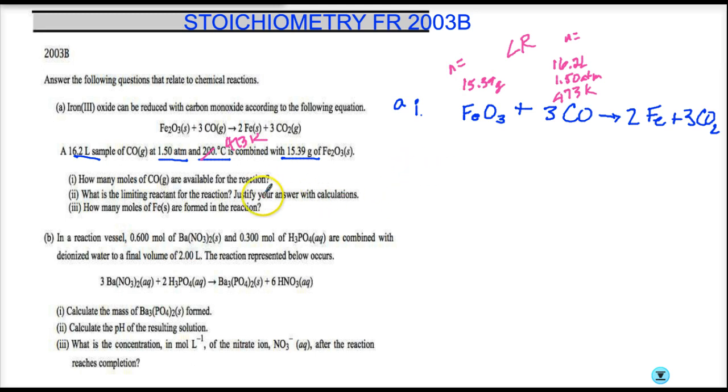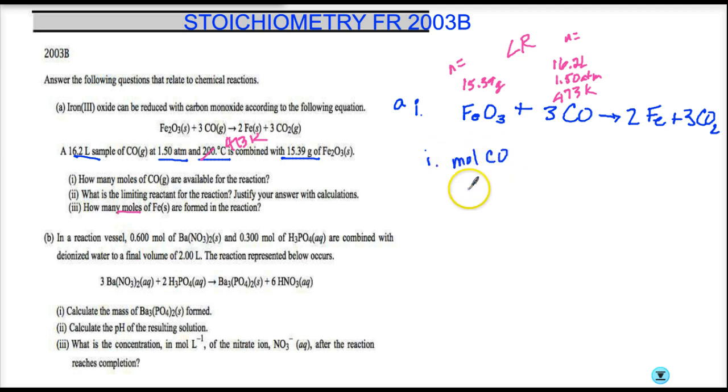So, a brief read of the questions. 1, how many moles of CO are available? 2, what is the limiting reactant for the reaction? Justify with calculations. 3, how many moles of iron are formed in the reaction? Okay, so first things first. I ask for moles of CO.